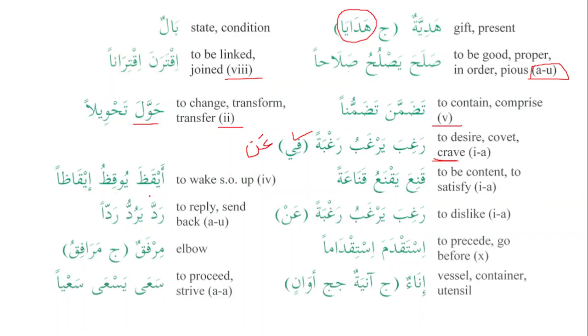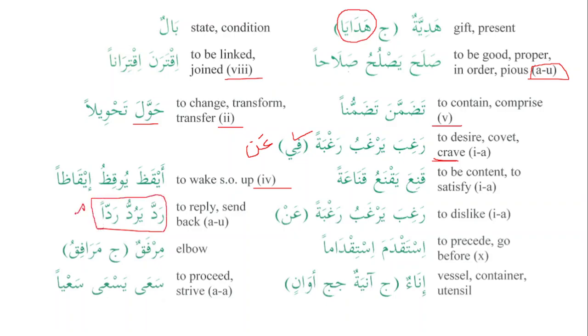Ayqadha yuqidhu iqadhan, to wake up, to wake someone up. A verb from number 4, very, very common. 2 and 4 are the most commonly used forms in the Quran. Qani'a yaqna'u qana'atan, to be content or to satisfy. And then we have radda yaruddu raddan, to reply. Why do we have here radda yaruddu raddan?